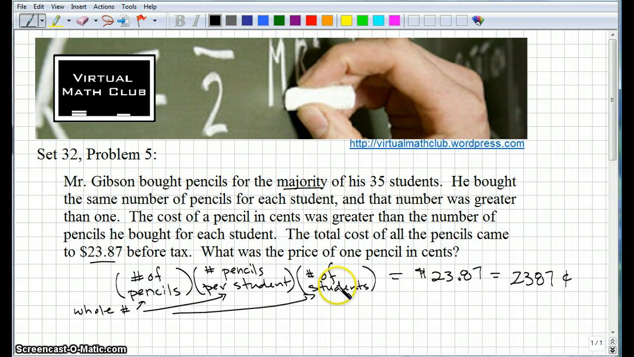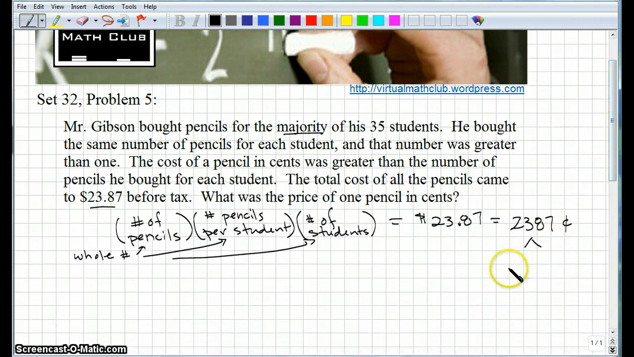So that's the key, because if we factor 2,387, we might get lucky. The key is to factor this and see what the possible factors of 2387 are, knowing that the pencils cost a whole number of cents, because they're not going to charge 23 3/4 of a cent for a pencil. It's just going to be a whole number of cents, and pencils per student is going to be a whole number, and the number of students is going to be a whole number. Then let's see where that takes us.